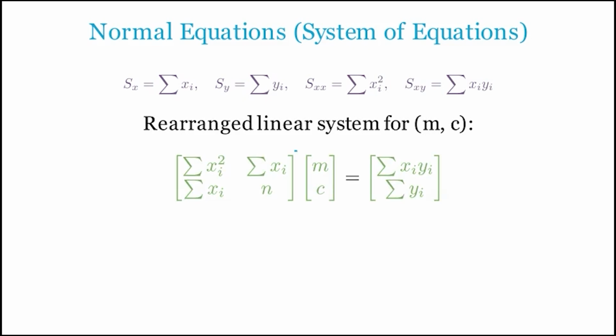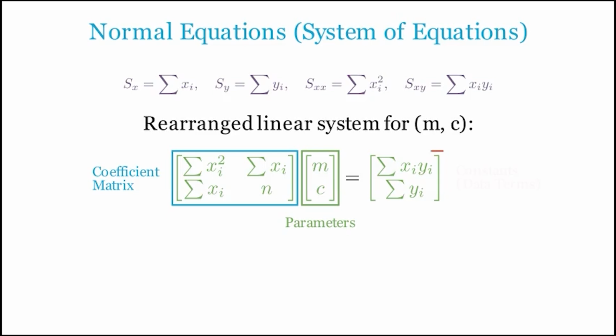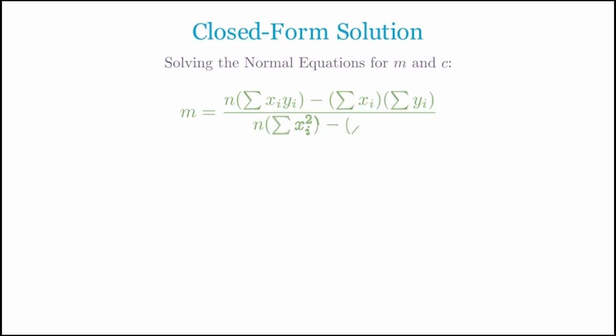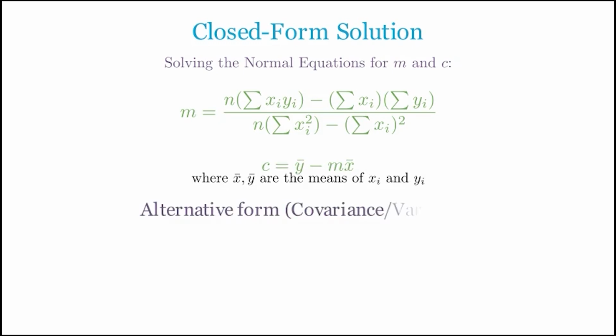So here we form a matrix system. These are the coefficient matrix, parameters, and the constants. The closed form solution is as follows. You can easily calculate the values for m and c using only the data points given. An alternate form using the variance and covariance is also given.